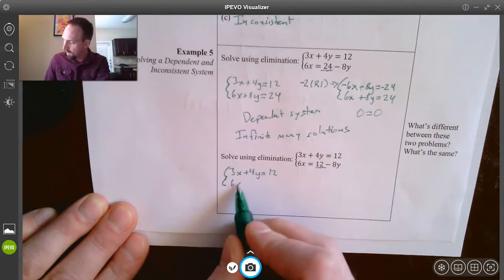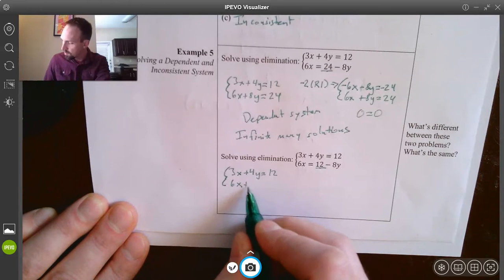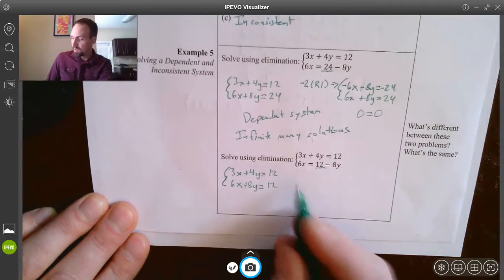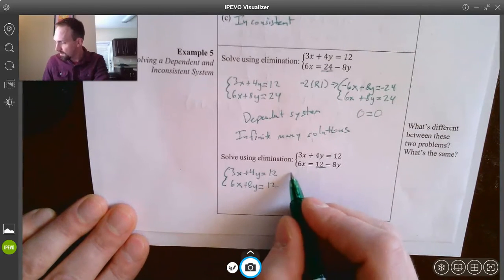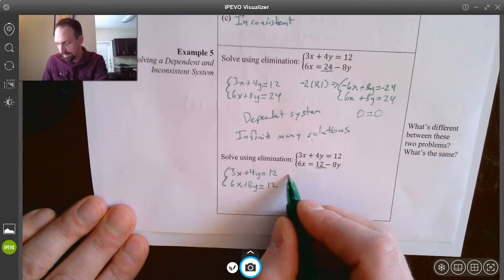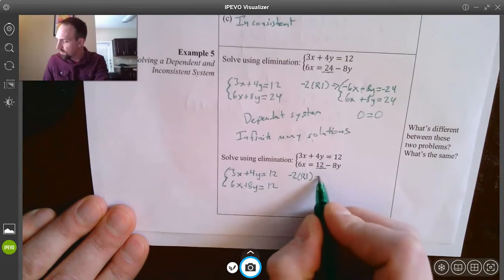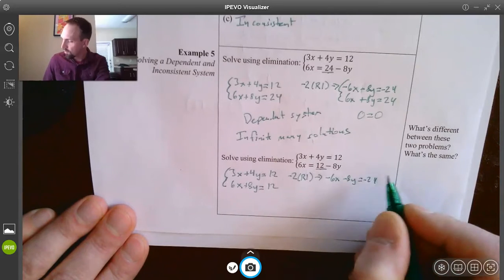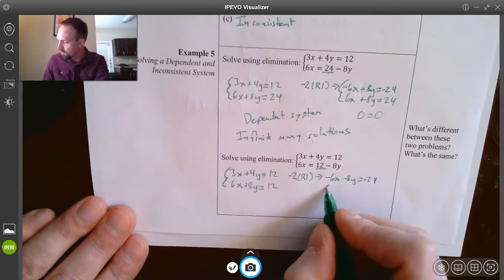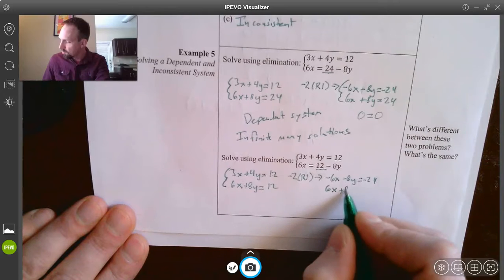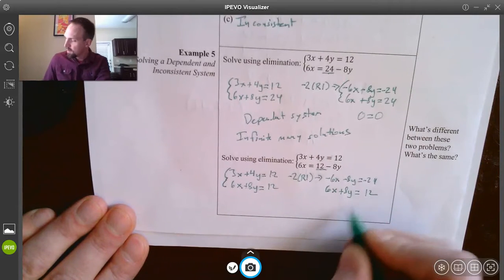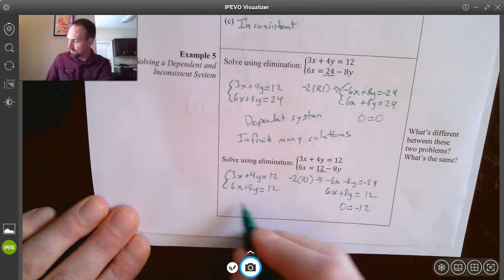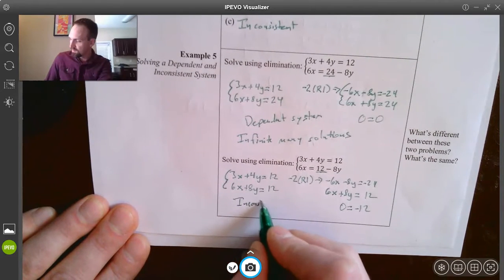Row 2, however, you can see that it's not going to be the same. In fact, if I multiply the top, row 1, by -2, I'm going to have -6x minus 8y equals -24. Then the second, row 2, is going to be 6x plus 8y equals 12. So if I combine these, I get 0 equals -12. That's not true. So this is an inconsistent system, or no solutions.